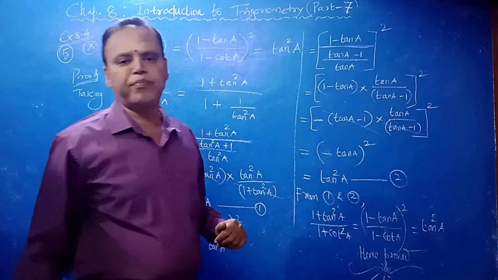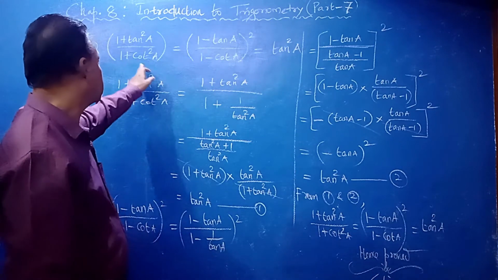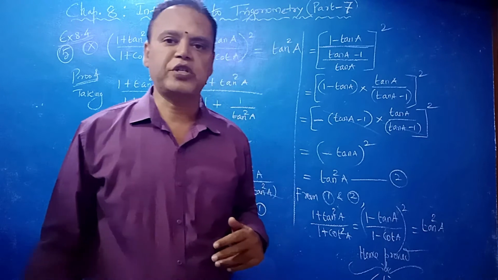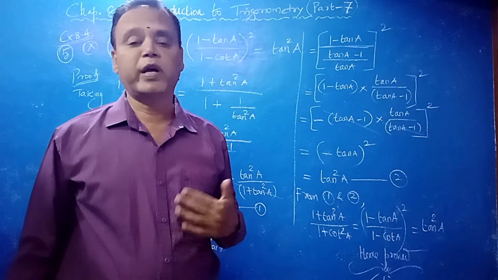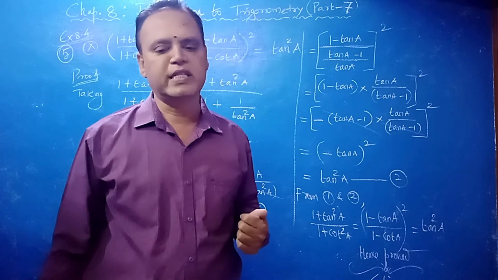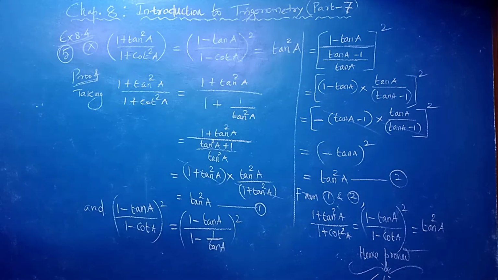So this is the method. Okay, how to prove this type of problems. Understand? So this chapter is over. Now we are going to see HOTS problems. Some typical problems I will teach. That is, higher order thinking skill problems.